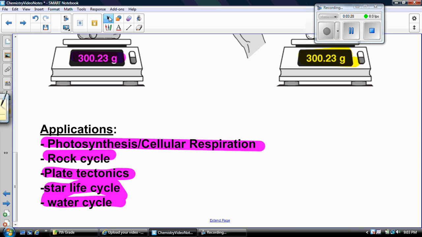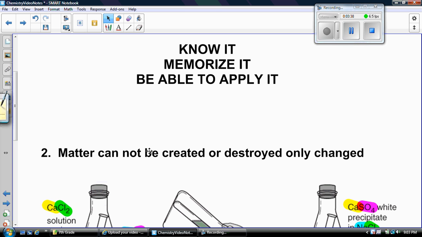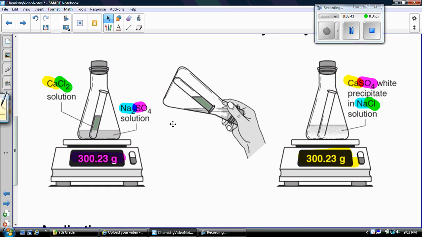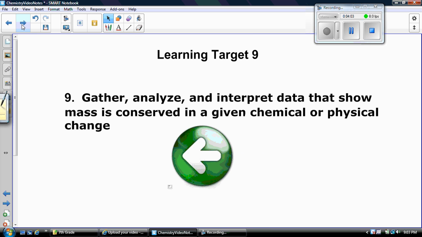So the theory of conservation of matter or mass is an extremely important theory. Please make sure that you can memorize the statement, matter cannot be created or destroyed, only changed. You can apply it. So if I give you an example like this and I ask you what theory this supports, you're going to be able to look up, mass didn't change, theory of conservation of matter. You might be asked to apply it to other topic areas that we've covered before in either 7th or 6th grade. So you want to make sure you're able to do that as well. Okay, so that covers target 9, being able to look at data and show that mass is conserved even in a chemical or physical change.